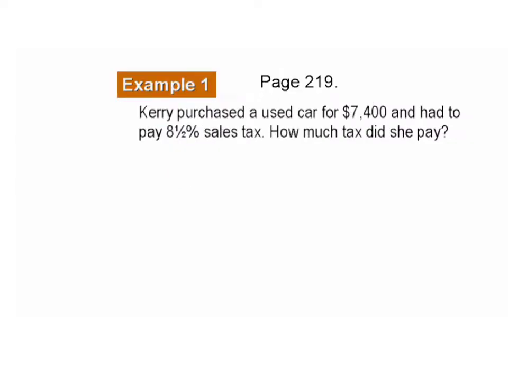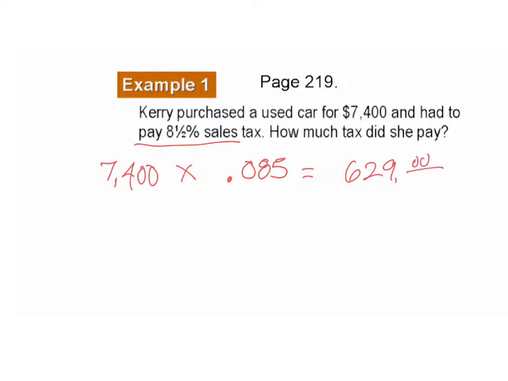Here's example 1 on page 219. It says, Carrie purchased a used car for $7,400 and had to pay an 8.5% sales tax. How much tax did she pay? Well, we would take the cost of the car, $7,400, and multiply it times 8.5% as a decimal, so that would be 0.085. And when you plug that into your calculator, you get $629. Get that down in your notebooks and we'll proceed to the next slide.